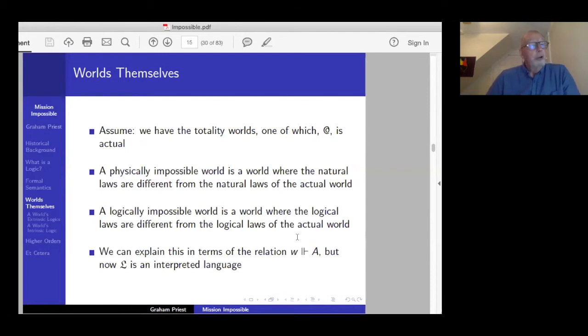But now I have no formal semantics to play with. So there are no things such as interpretations. And so I'm going to have to assume that the language now is an interpreted language. I don't see any way around that, okay? There's nothing else I think one can do. So I'm going to give the definition of possibility and impossibility in terms of W forces A, but the A is now a formula or a sentence of an interpreted language.